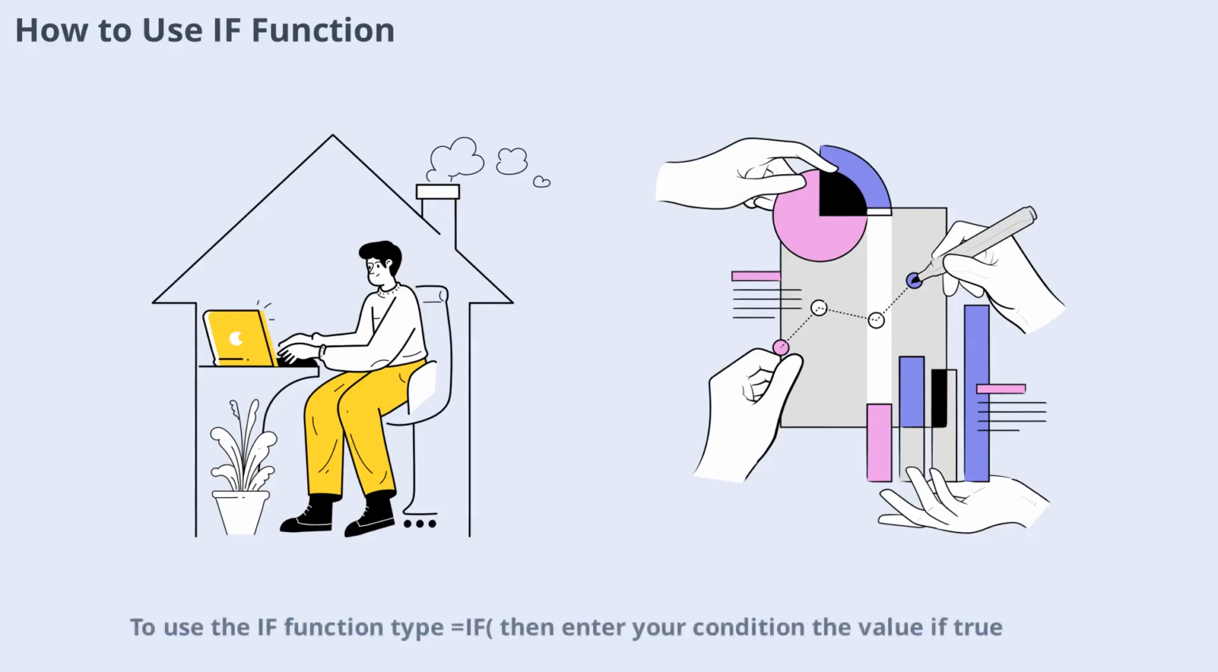To use the if function, type equals if, then enter your condition, the value if true and the value if false separated by commas. For example, equals if A1 greater than 100, yes, no. This checks if the value in A1 is greater than 100 and returns yes if true, no if false. If is perfect for creating dynamic reports and dashboards.